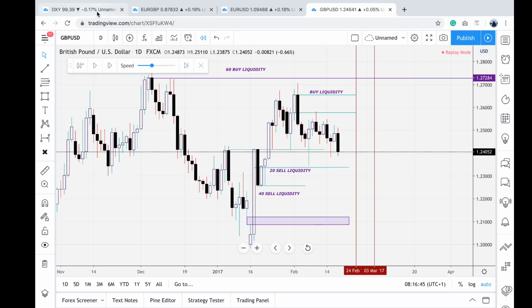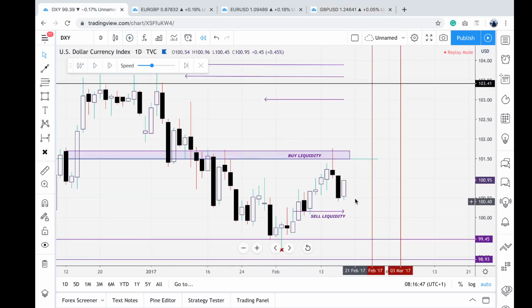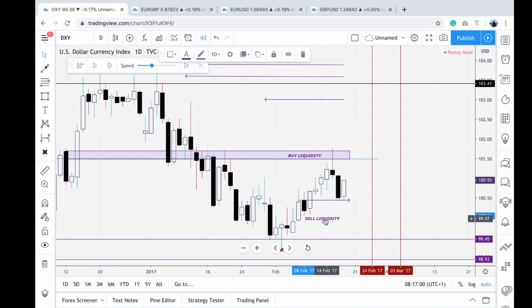Let's see what the market does. The market shows signs that it wants to trade higher, as it is respecting this level. So potentially the market could reach higher. There is still sell liquidity on this side, so it's important to take note, but there is still buy liquidity resting above this week.